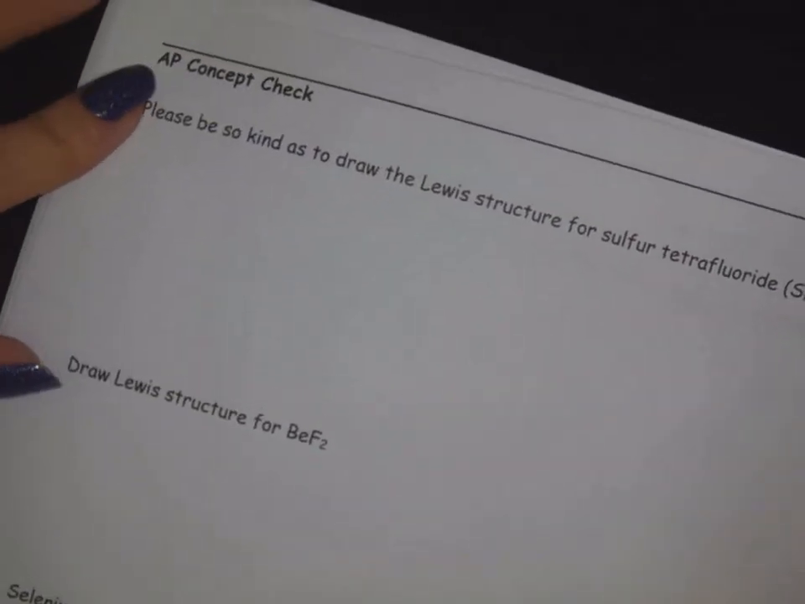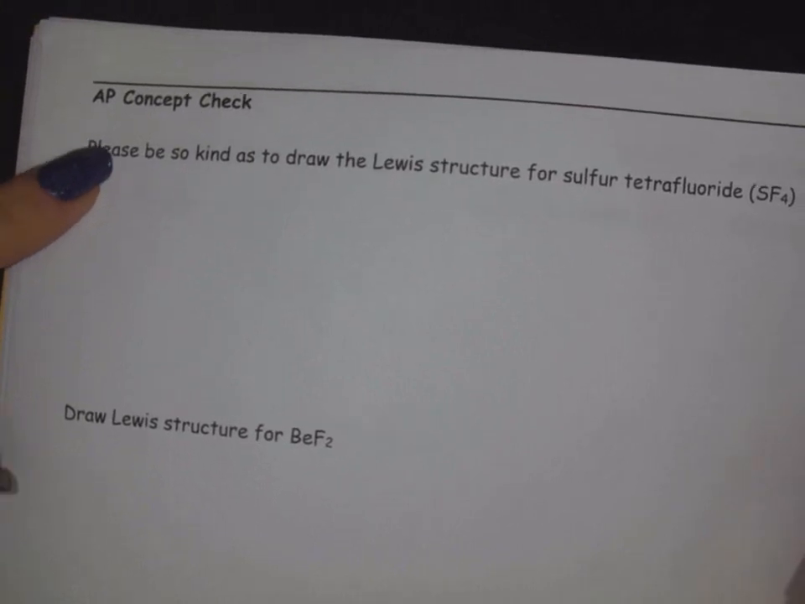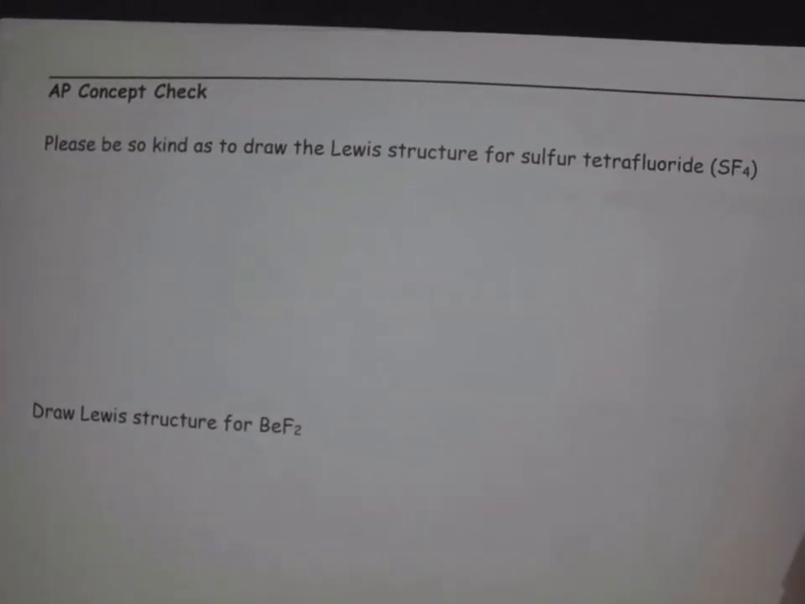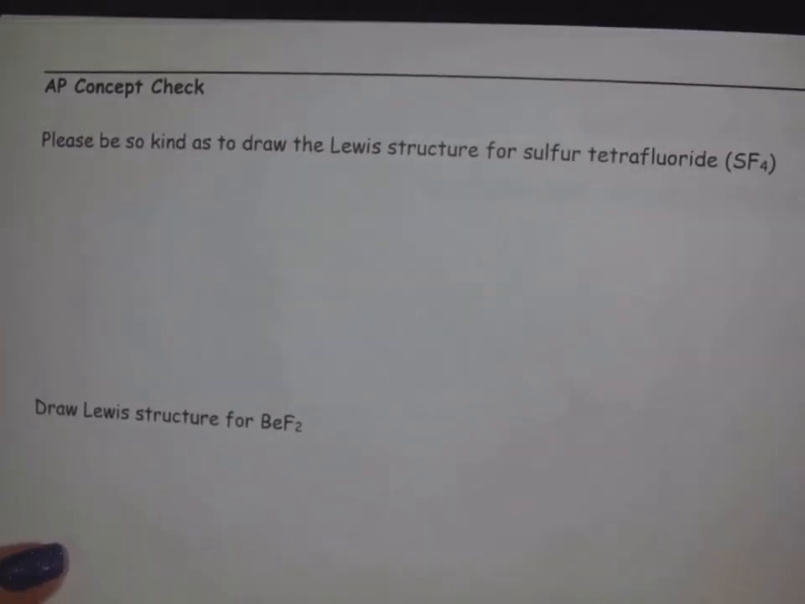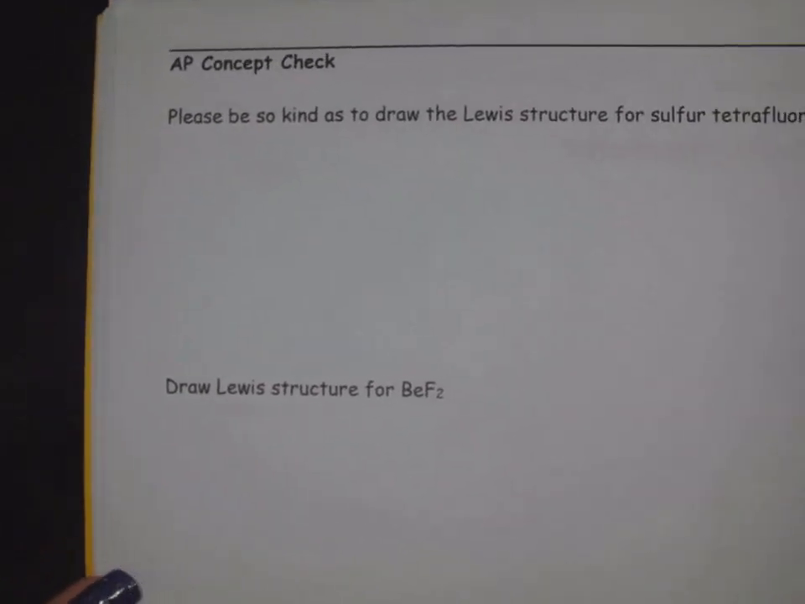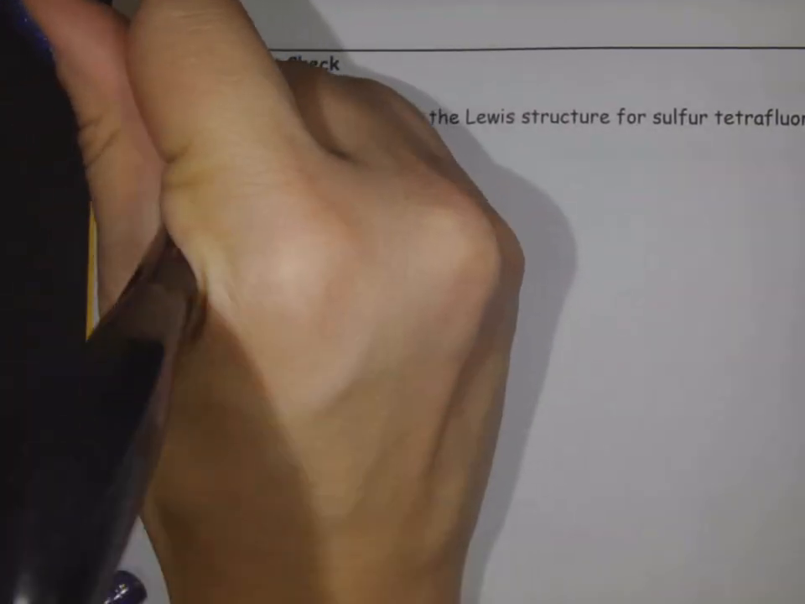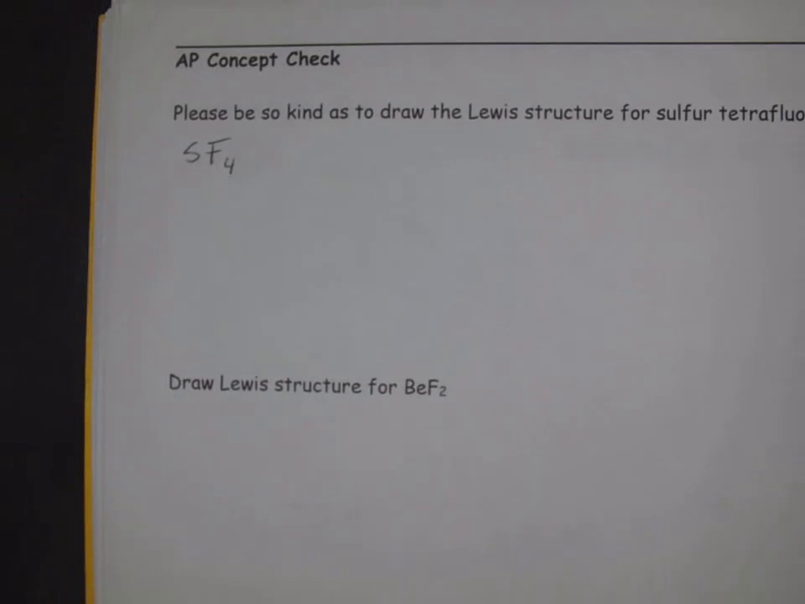Okay, we're going to go to this page, and it says AP concept checks. Please be so kind as to draw the Lewis structure for sulfur tetrafluoride. So this is a sulfur and a fluorine, and we know there's 4 of them.